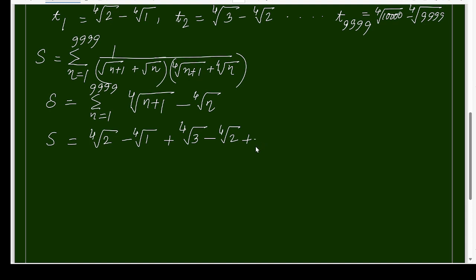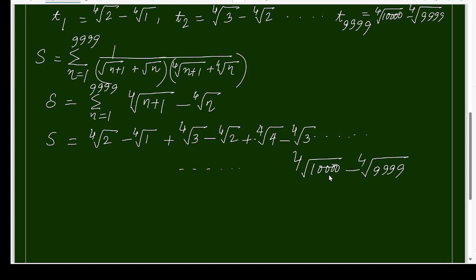Next will be fourth root of 4 minus fourth root of 3, and so on. And what about the last? The last will be fourth root of 10,000 minus fourth root of 9999. What will be the last but one? It will be fourth root of 9999 minus fourth root of 9998.